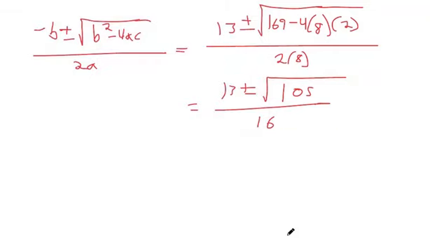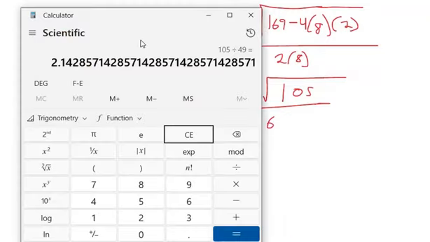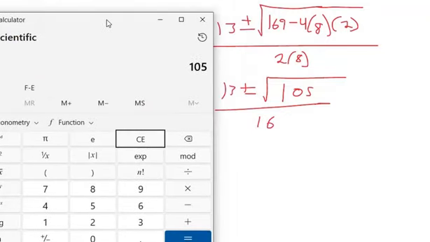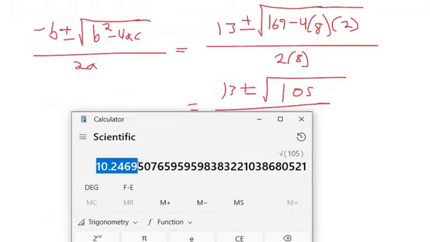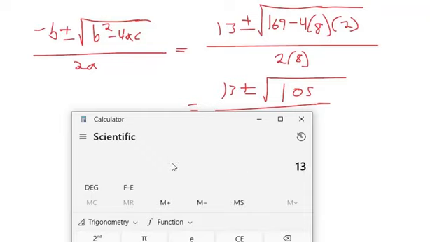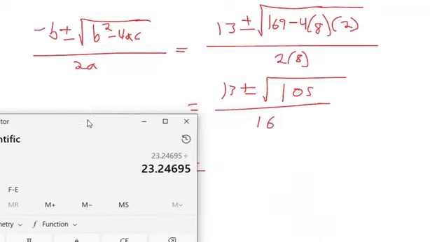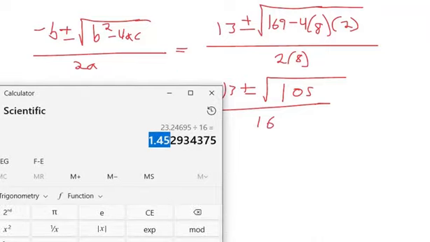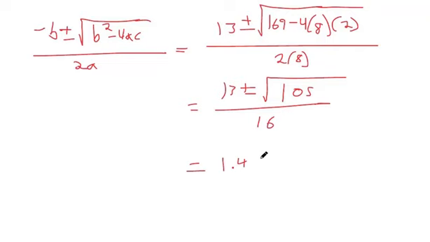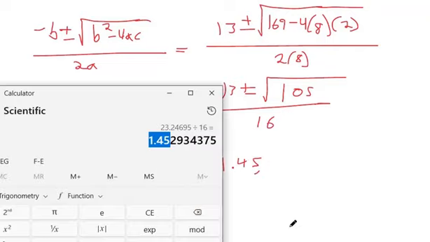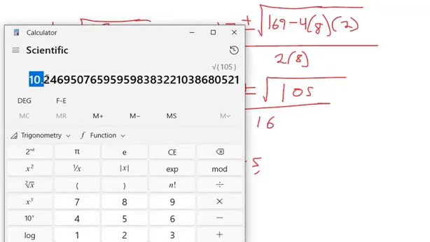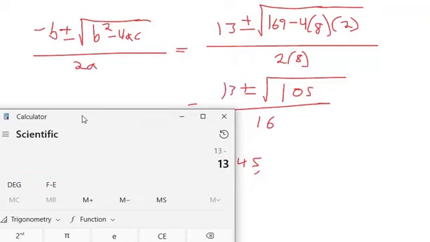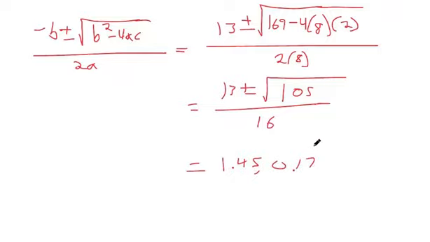Or if you want the decimal approximation, we'd take 105, we'd square root it, then you'd add this result to 13, then you divide by the denominator, which is 16. So one decimal approximation is 1.45. Then you do it again just with subtraction instead of addition. So I'm going to figure out what the square root of 105 is again. And then we do 13 subtracted by that number, then divide by 16, so that's 0.17. Those are our two decimal approximations.